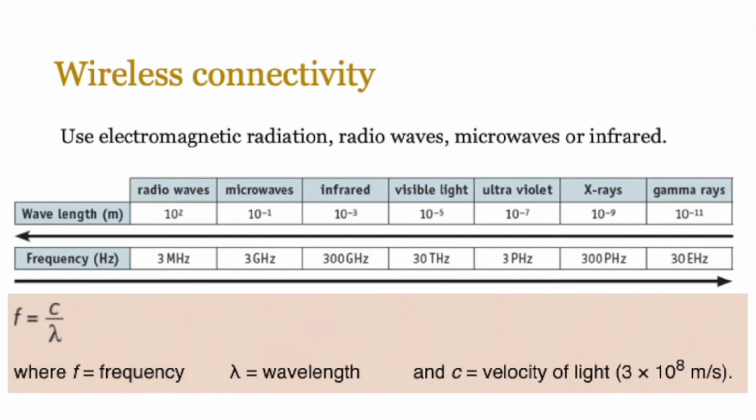Now, the frequency is basically the speed of light divided by the wavelength, and you can check by putting in the frequency and the speed of light, where you can work out what the wavelength is. Microwaves are normally used for Wi-Fi, that's the most common one, but radio waves are also utilized.